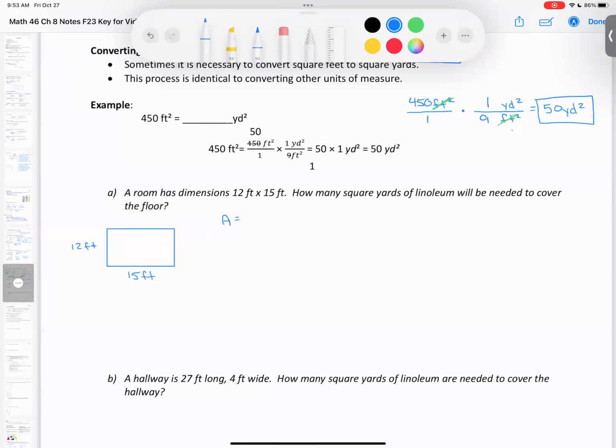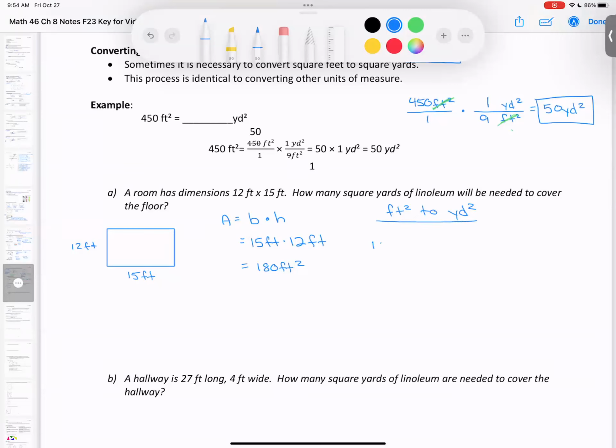So we know area is base times height of a rectangle, or length times width, same thing, which is 15 feet multiplied by 12 feet. 15 times 12 gives us 180 feet squared. So now we know the square feet that would cover this room, but we need to know the square yards. So now we're going to go feet squared to yards squared. So now we have to do that conversion.